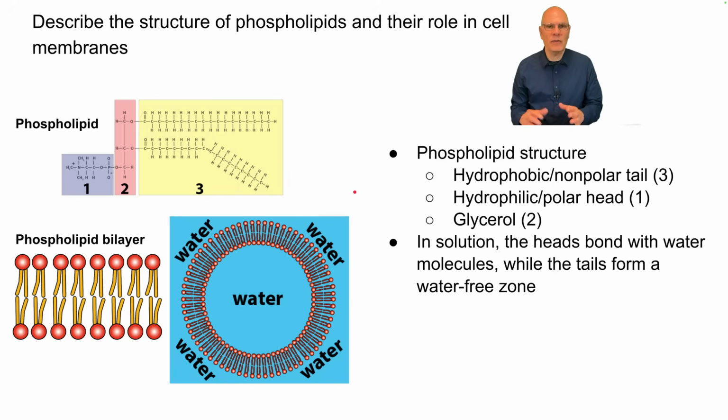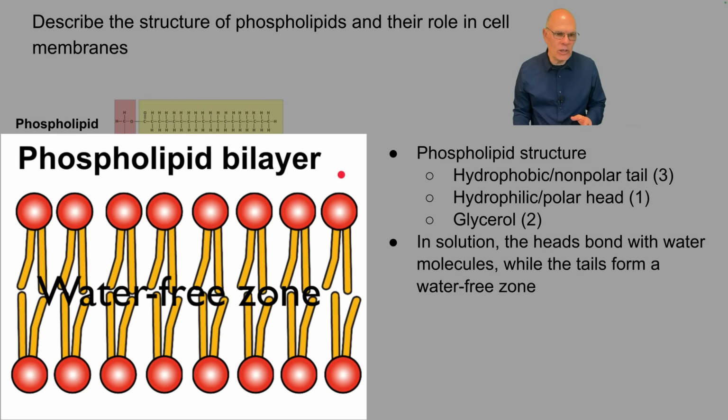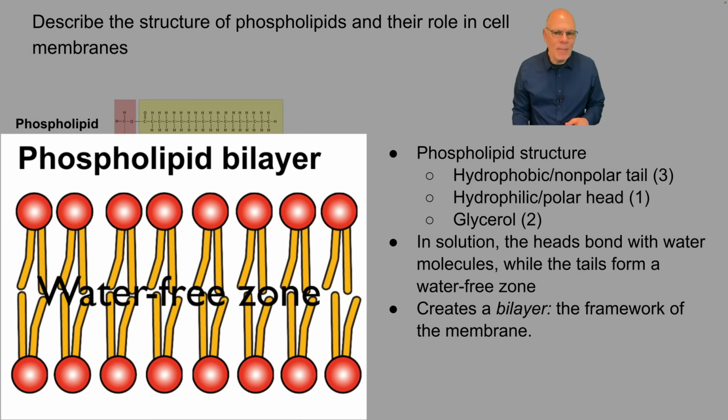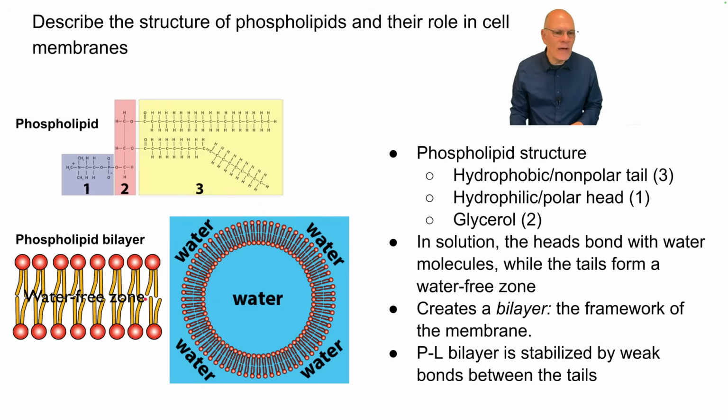In solution, when phospholipids are mixed with water, the heads of the phospholipids bond with water molecules while the tails form a water-free zone. So the heads are interacting with water, and there's a water-free zone over here. That creates a bilayer. That's the basic framework of the membrane to which proteins and other molecules are added. We'll see that further on. And the phospholipid bilayer is stabilized by weak bonds, van der Waals bonds, that occur between the tails.